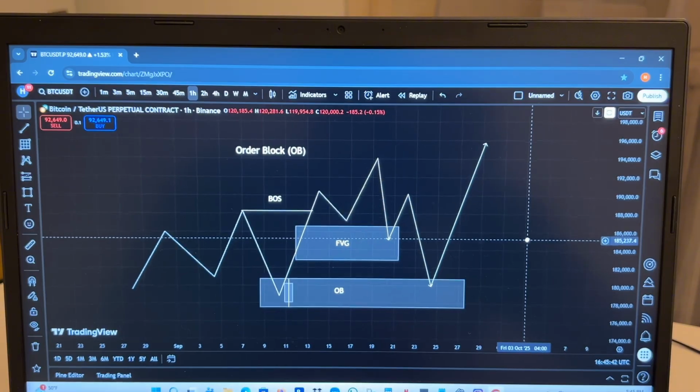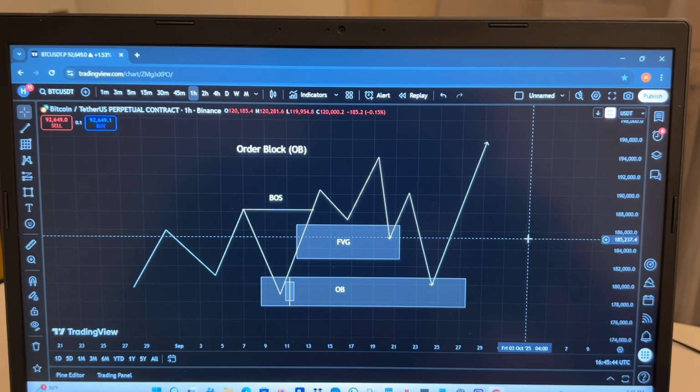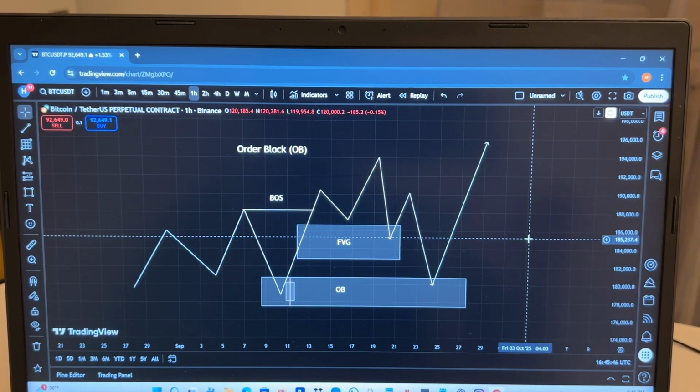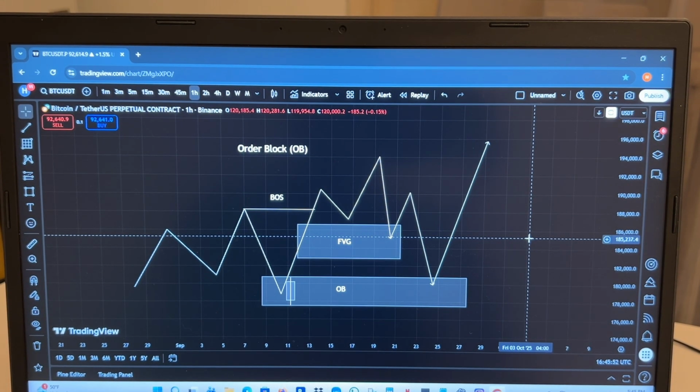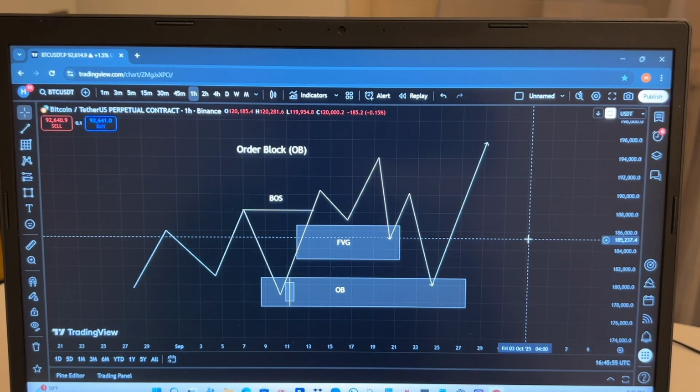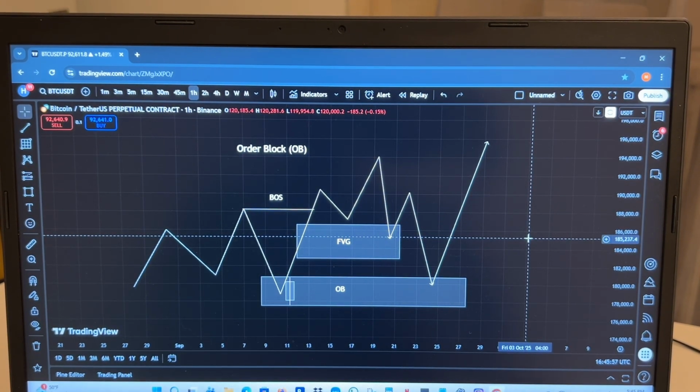And then I will show you guys where to put your entries and where to put your stop losses for now, but do not take any trades. This is me just giving you guys an example of where to put the stop loss.